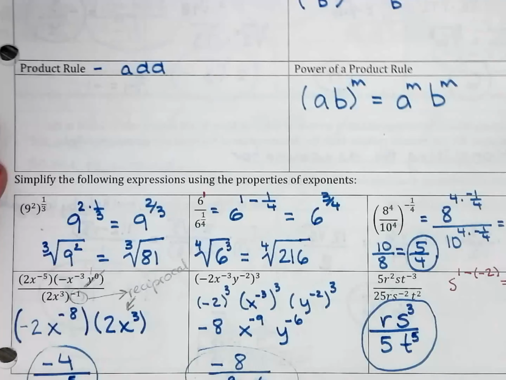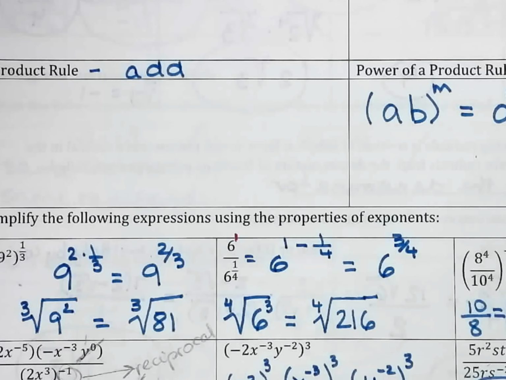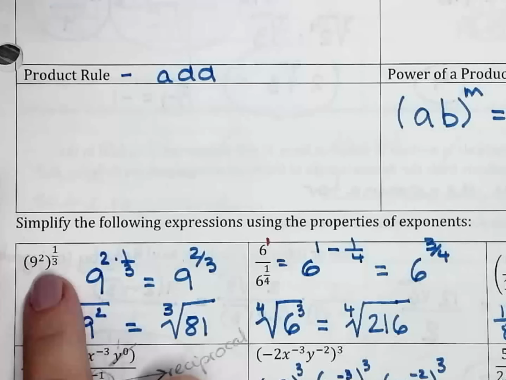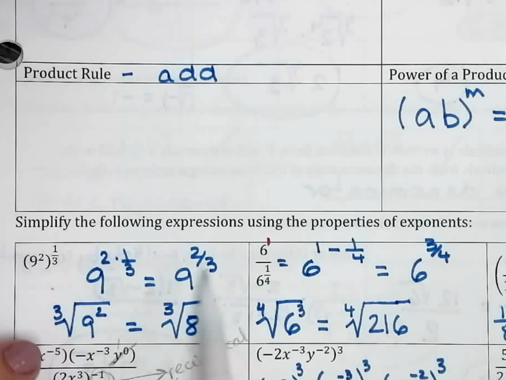We're going to go over a few examples. I'm going to zoom in because there's a lot of information here. When I have a power raised to another power, we multiply. So I have 2 times 1/3. Power raised to another power, we multiply. So 2 times 1/3 is 2/3.